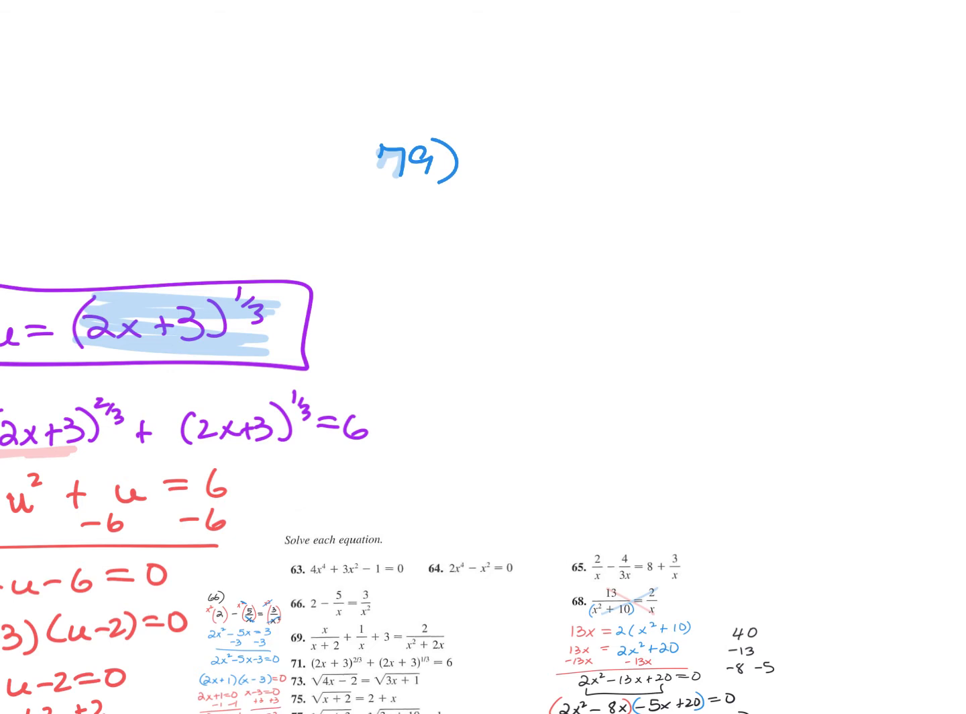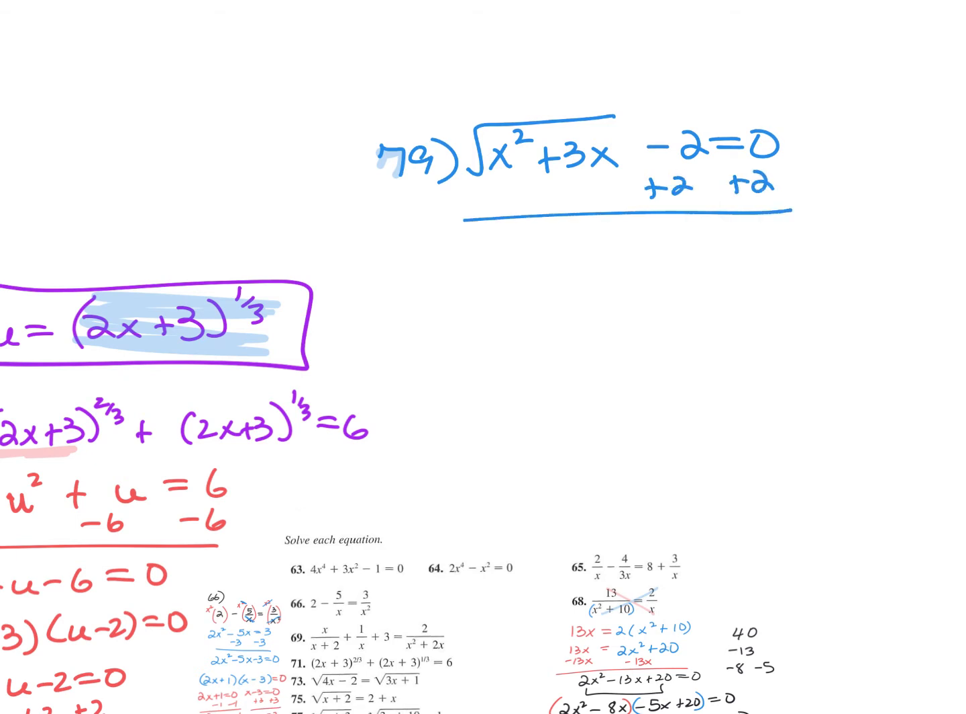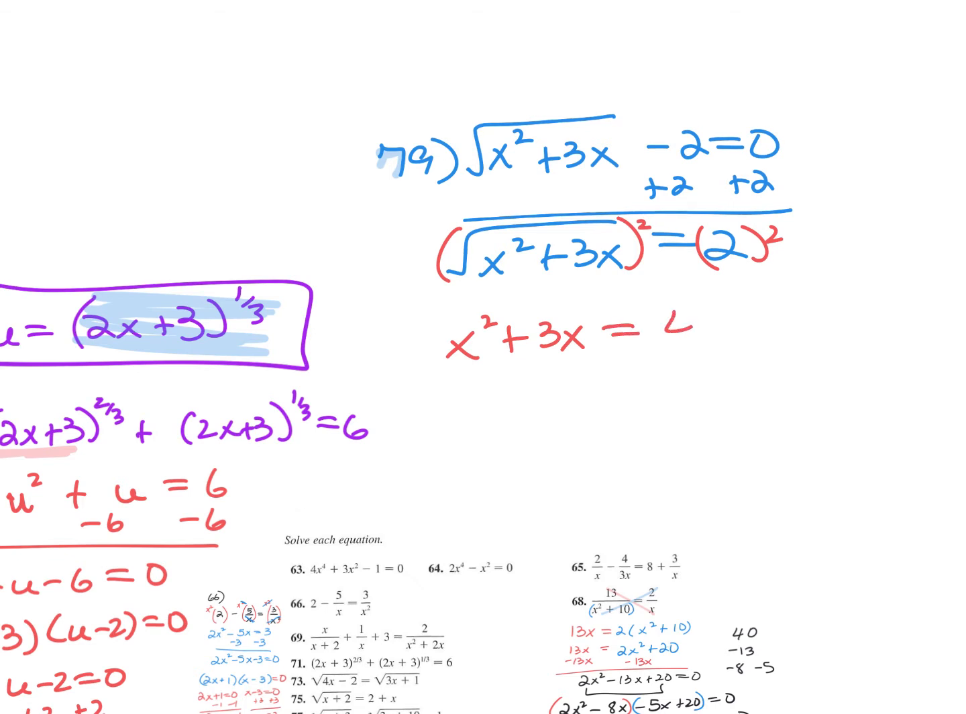So for 79, this one has x squared plus 3x, which is under the radical, minus 2 equals 0. So again, whenever you're solving this, you need to isolate the radical first. So I get this, and then now I can square both sides. X squared plus 3x equals 4.